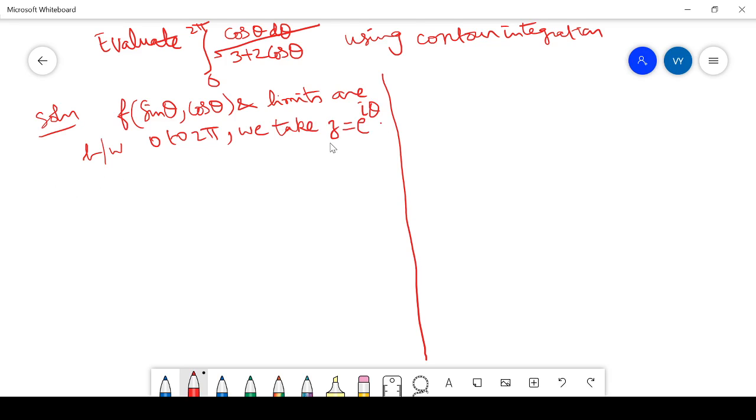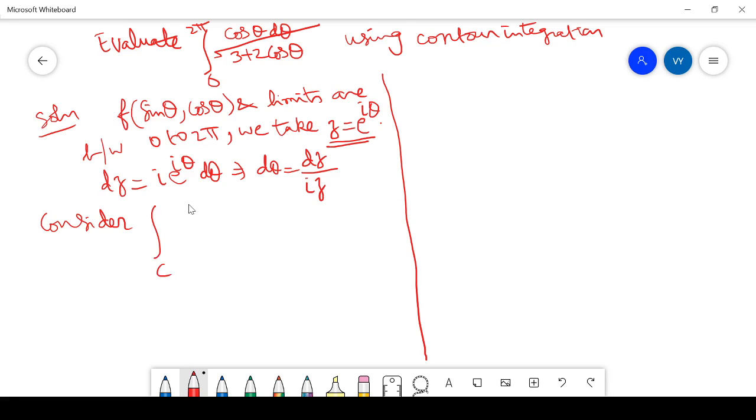When you take z as e power i theta, then automatically dz will be i e power i theta d theta, and from that you can rewrite d theta as dz by iz. So it is enough if you integrate this integral over c. This will be z squared plus 1 by 2z into dz by iz, whole divided by 3 plus 2 into z squared plus 1 by 2z.